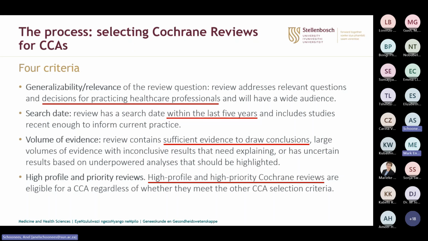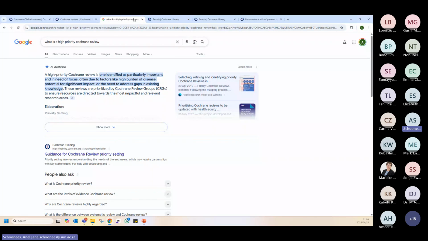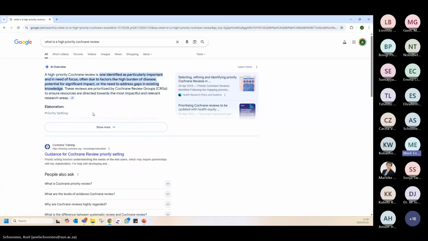And then they also look at priority reviews or high profile Cochrane reviews. In preparation for this session, I went, let me just see if I can share the screen. Here we go. Drawing on AI and Google to help me find a nice succinct definition for what is seen as a high priority Cochrane review. It's those that are identified as particularly important and in need of focus, often due to factors like the high burden of disease, potential for significant impact, or the need to address gaps in existing knowledge. Often those are also reviews that directly feed into clinical practice guidelines, such as for WHO, for example.